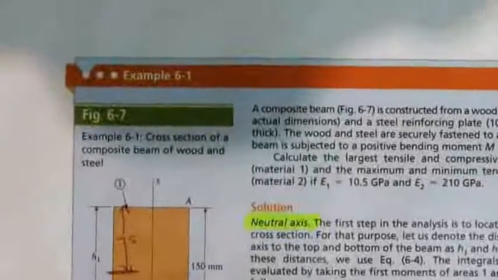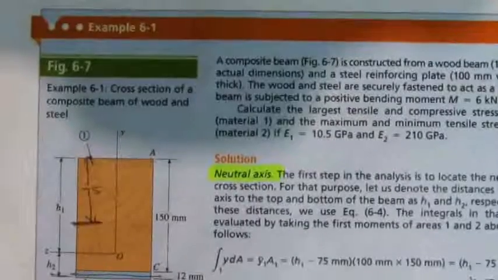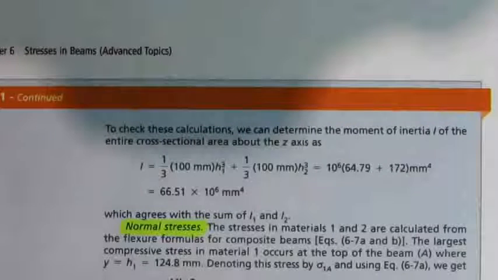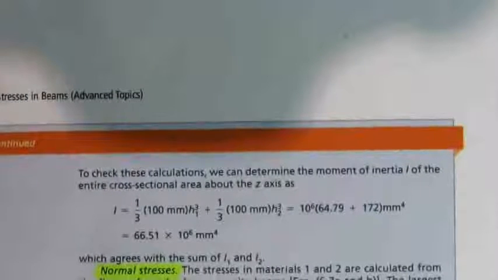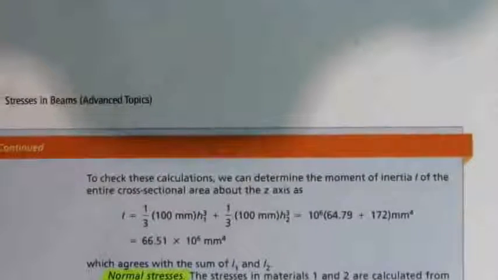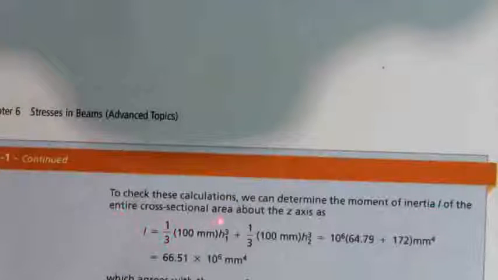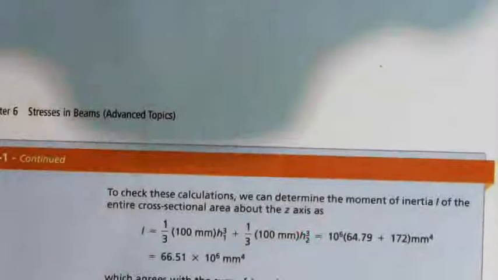Okay, and we continue to the second page of example 2, and basically it starts off by checking whether the inertias that we've calculated previously make sense. And this is the way they do it. To check these calculations, we can determine the moment of inertia I of the entire cross-sectional area about the z-axis. So here's what they do. There is a formula being used: 1/3 times 100 times h^3 plus 1/3 times 100 times h2 cubed, and that should give you that, which agrees with that sum.